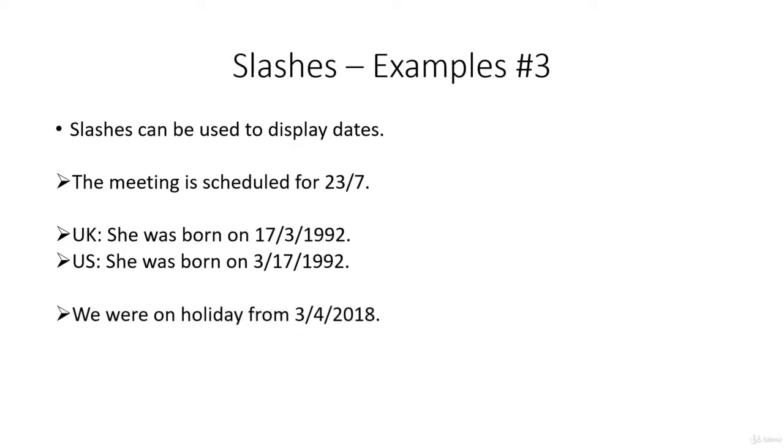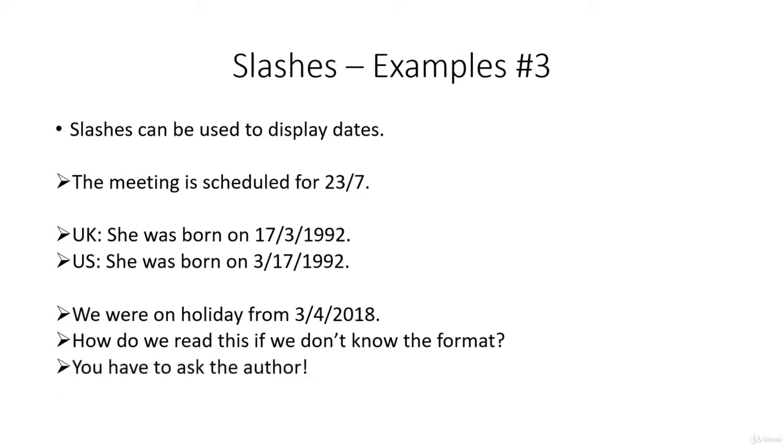But what do we do with a sentence like this? 3/4/2018. How do we know how to read this if we don't know the format? Is it the 3rd of April? Or is it March the 4th? We don't know. And in cases like this, we have to ask the author if we're unsure.